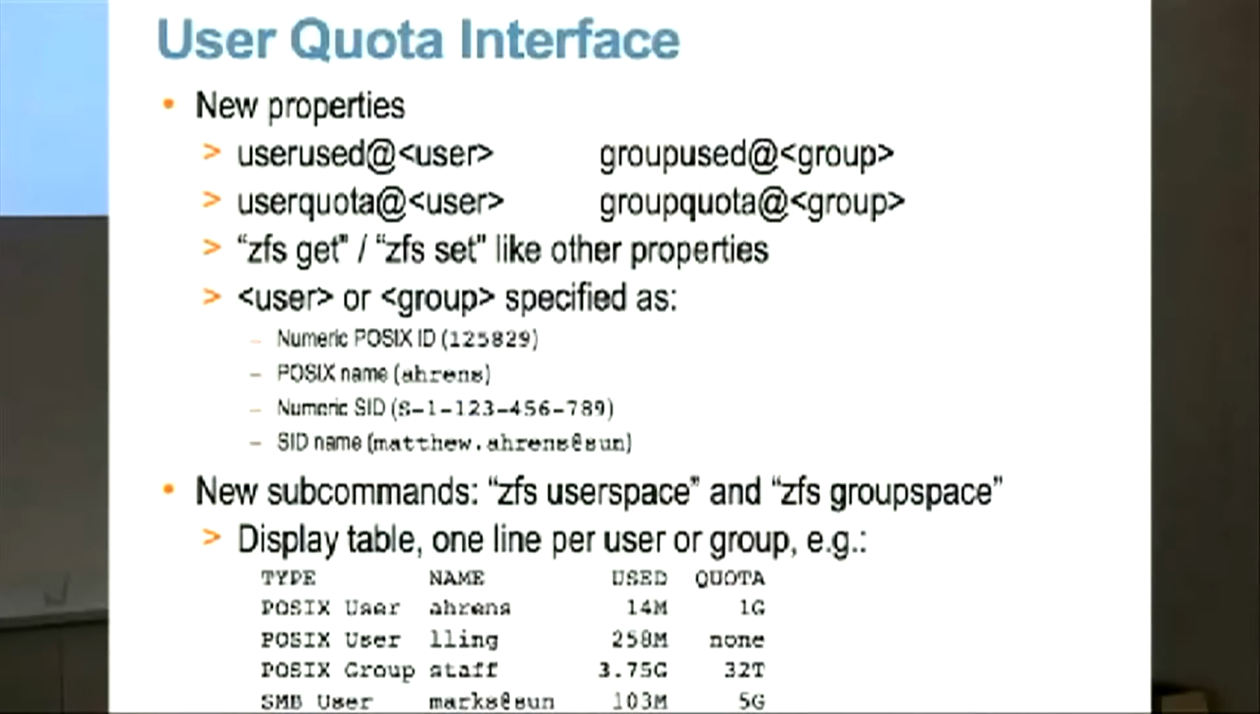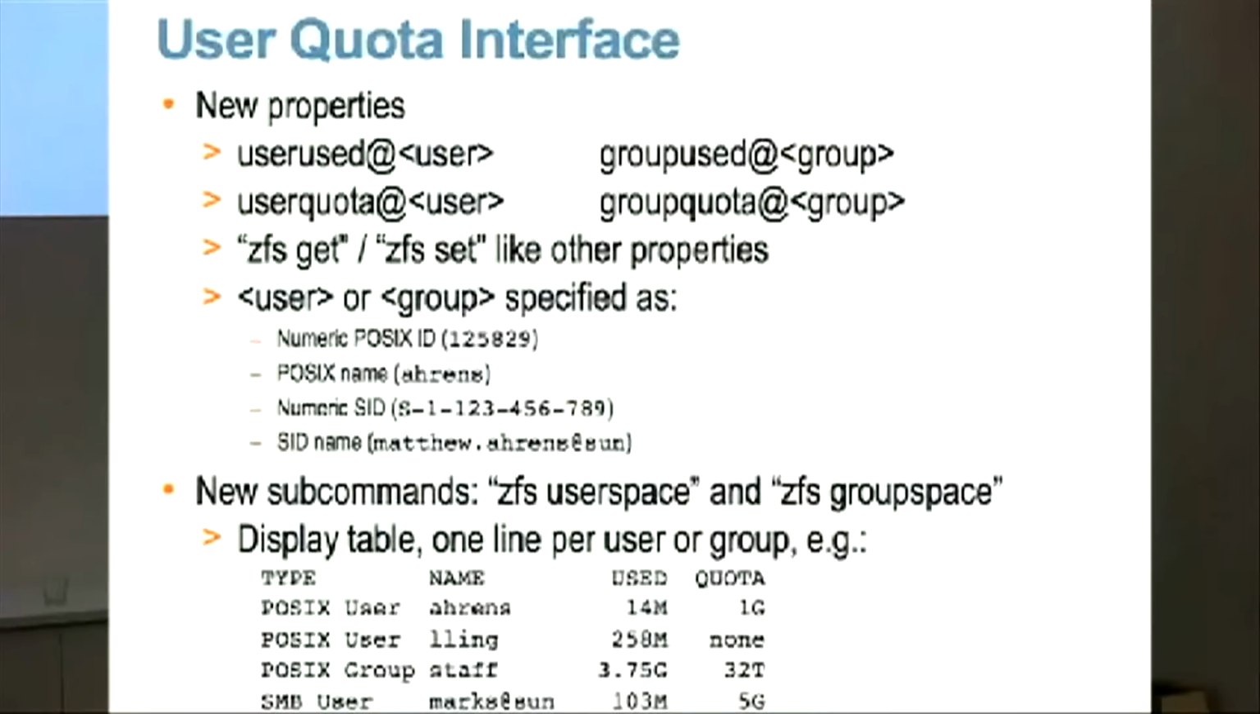Indeed. Yep, so there are several new properties that come along with this, and again, these properties are on a per file system basis, where you can set a user quota or a group quota. You can get statistics on how much space a given user or group is using in a particular file system. And the interface for doing that is just like any other properties in ZFS. It's through the get/set interface of the ZFS command. And the user or group can be specified in a very natural way.